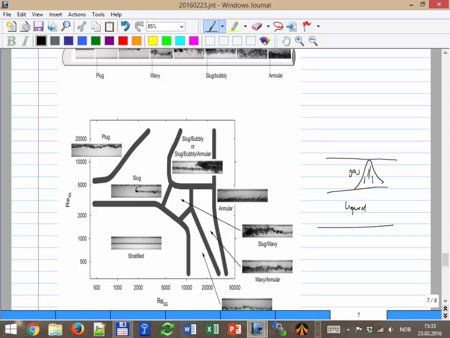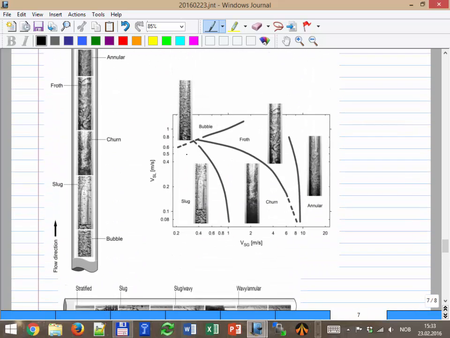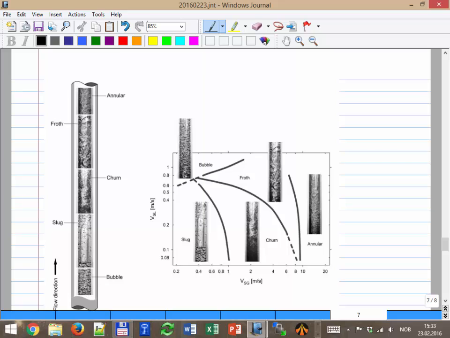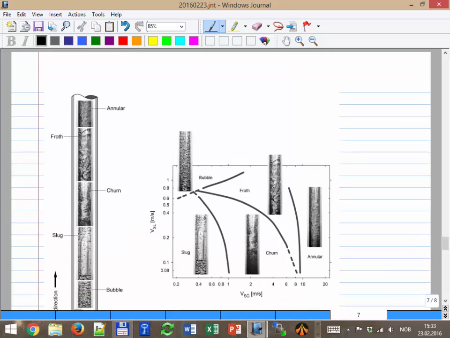Okay? But like you showed in the previous picture, in which we have these superficial velocities, if you are doing any experiment, how do we control these superficial velocities of each phase? Yeah, you just change the rate. You use a pump and a compressor.